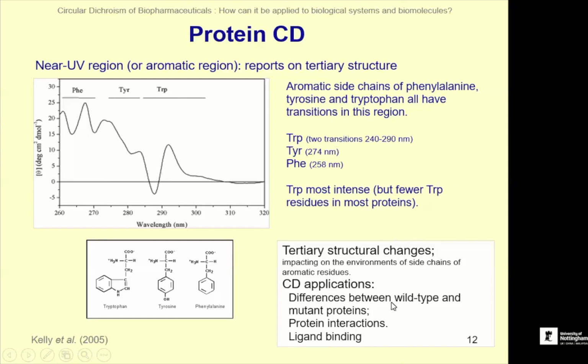So again, you can look at differences between wild type and mutant proteins. You can look at protein interactions and ligand binding once again by looking in the near UV. It just all depends on your protein. So it depends what impact that drug has on the protein. Might be on secondary structure, but it might be on tertiary structure. You don't always pick things up with near UV, because if it doesn't affect the aromatics, you don't see it. The drug could still be binding, it just doesn't perturb the aromatic residues. So there is that to bear in mind.